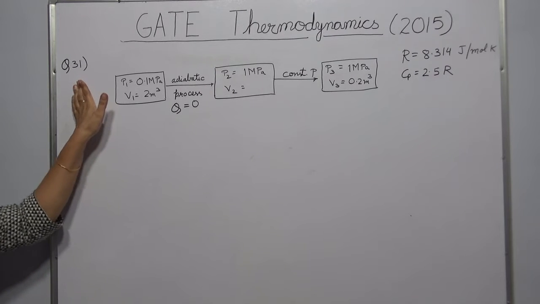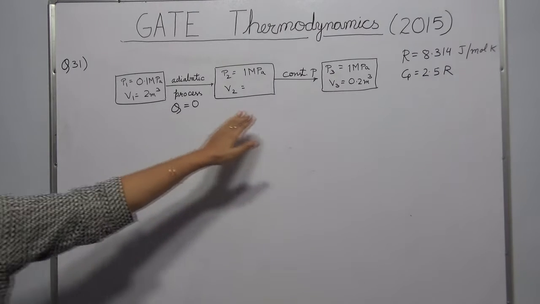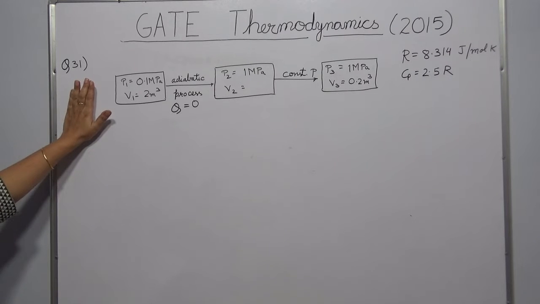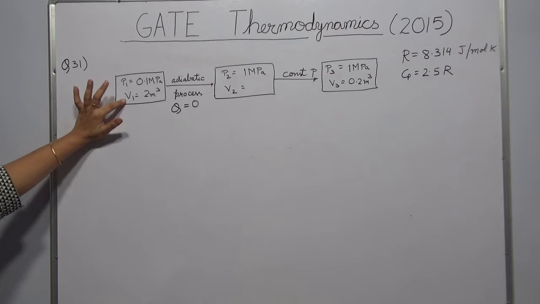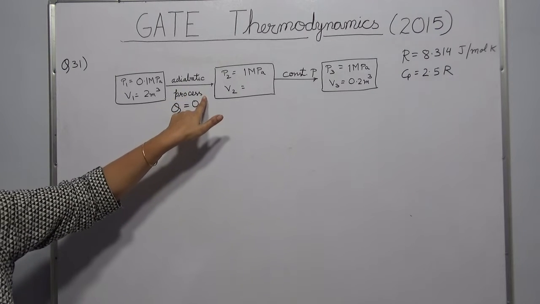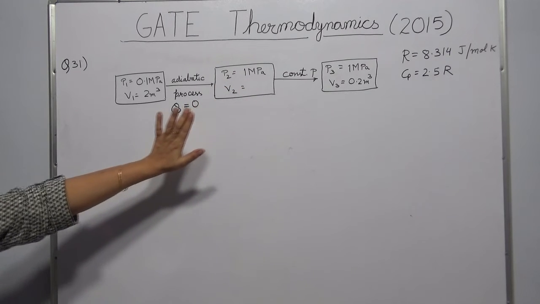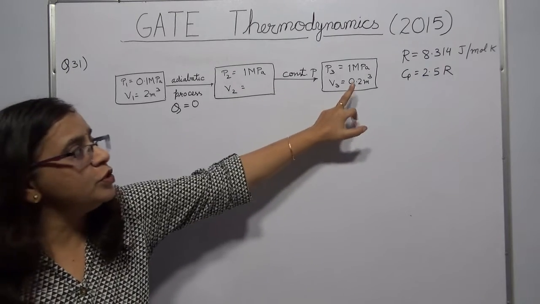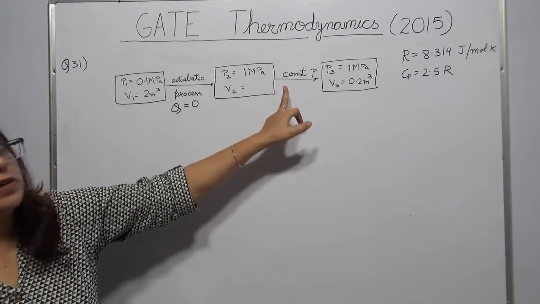In this you have an ideal gas which is going through first an adiabatic process and then an isobaric process. Okay. So let's go through the problem. So you have an ideal gas which is initially at a pressure P1 equal to 0.1 megapascal and a volume of 2 meter cube. It is compressed by a reversible adiabatic process to P2 equal to 1 megapascal and V2 is not given. Okay. Then it is compressed at a constant pressure to a final volume of 0.2 meter cube, and your final pressure will be same as 1 megapascal because it's a constant pressure process.